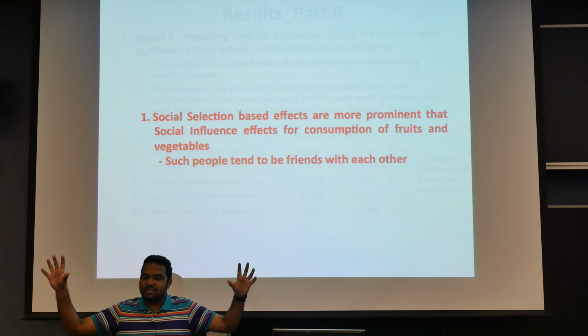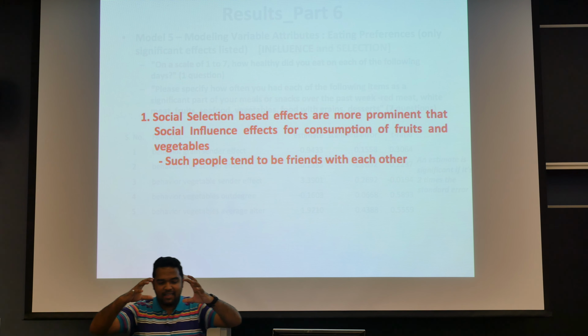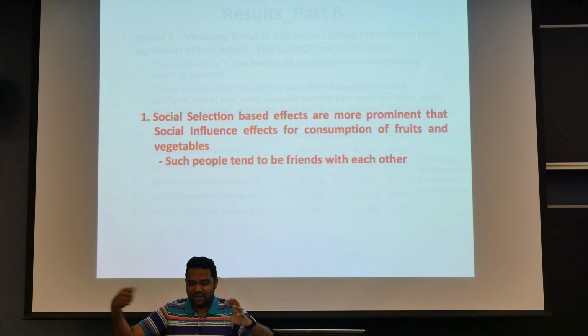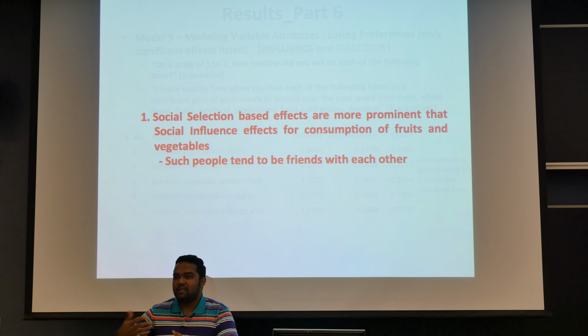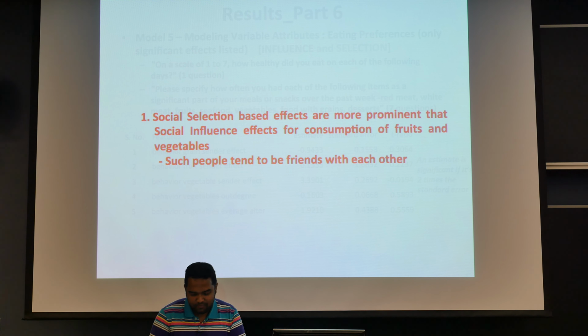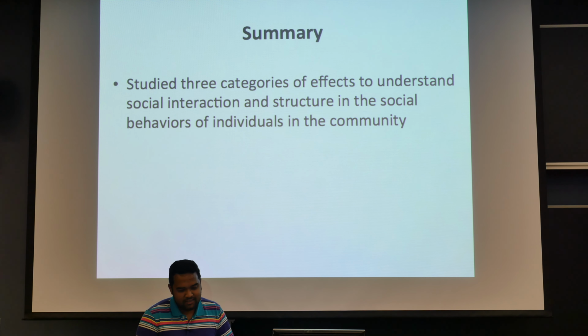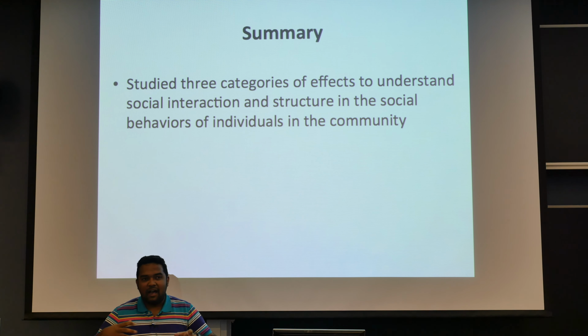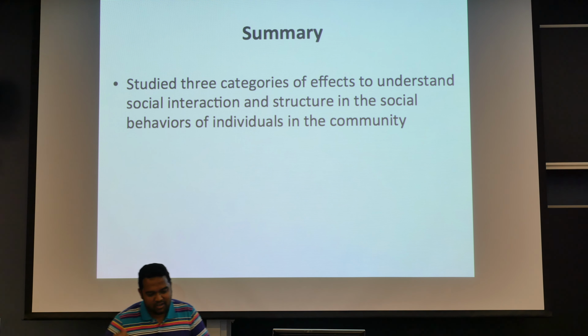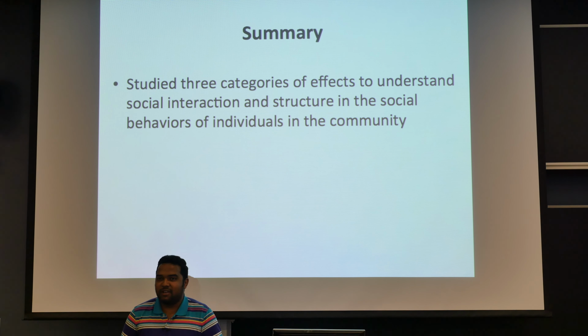When we look at both selection and influence together, we find that the effects are more prominent for social selection for the consumption of fruits and vegetables in the community. So people who eat fruits and vegetables tend to be friends with each other. So these are our results. In summary, we basically studied what the rules are that govern social interaction and the structural behavior of the individuals in the community.